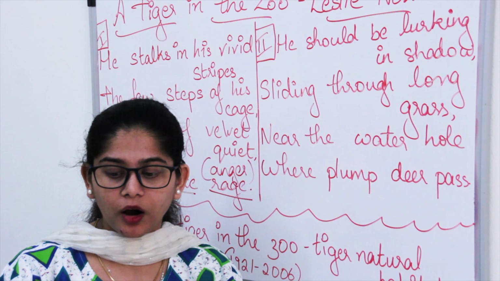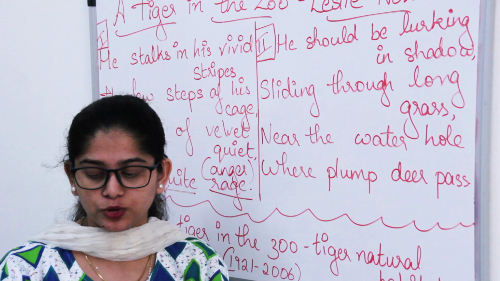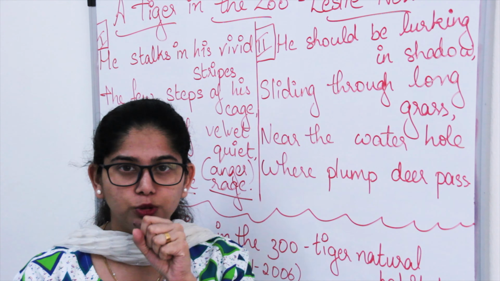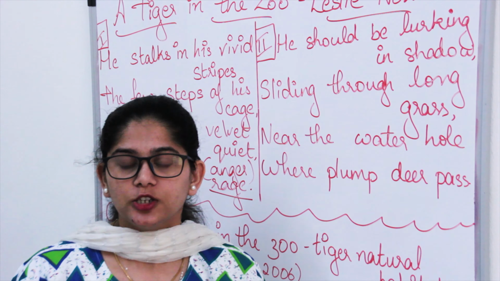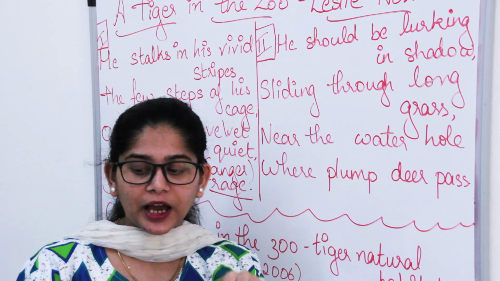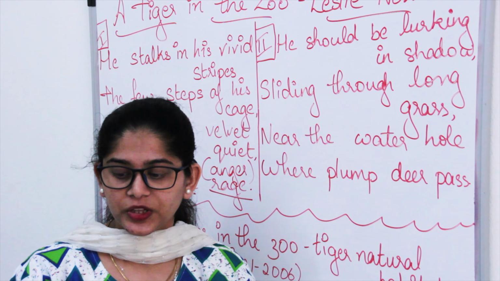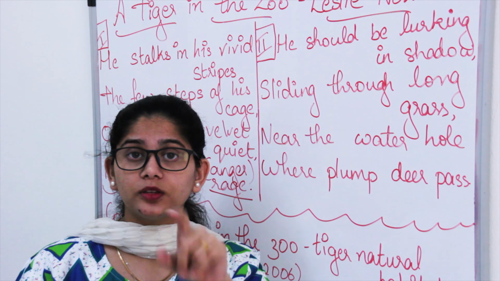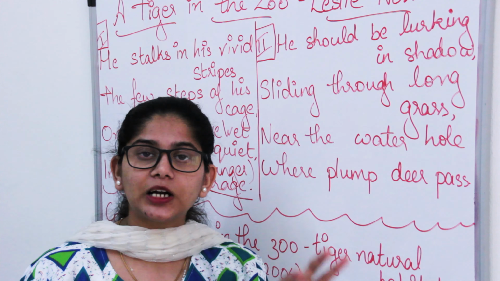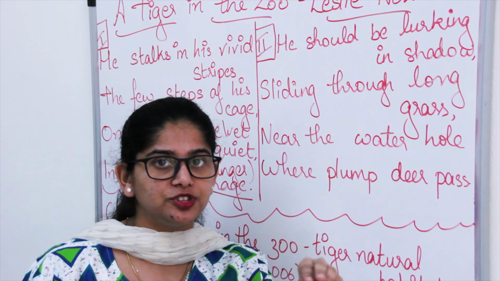Sliding through long grass. You know what the tiger does? The tiger sits under the bushes and long grass, and when it sees its prey, it will jump over it. Exactly like that, it might be sliding through the long grass near the water hole. Why is it resting near the water hole? Because they know their prey, the deer, would obviously come to the water area to sip the water.